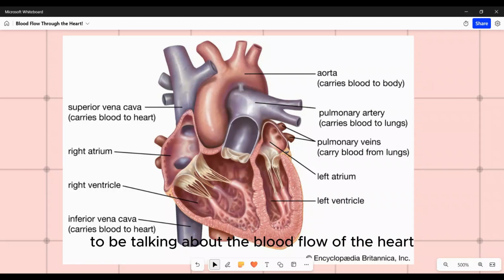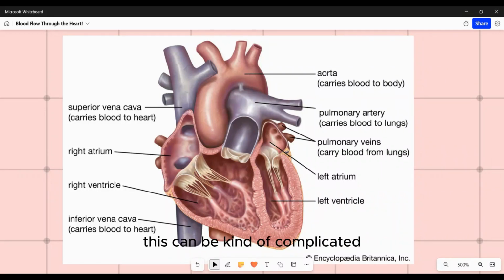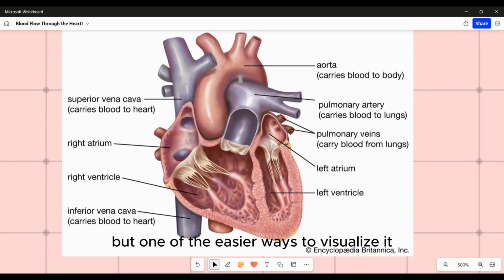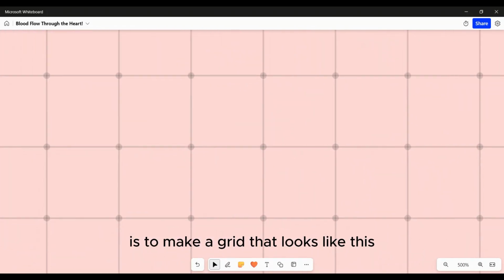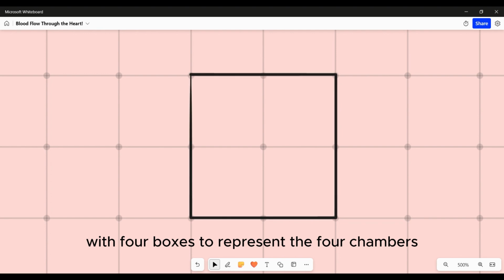Hi, today we're going to be talking about the blood flow of the heart. This can be kind of complicated, but one of the easier ways to visualize it is to make a grid that looks like this, with 4 boxes to represent the 4 chambers.